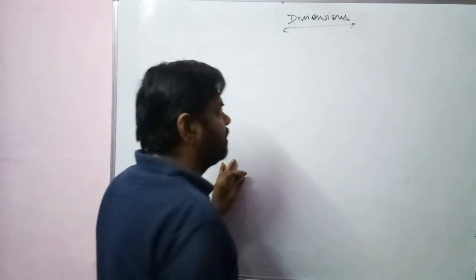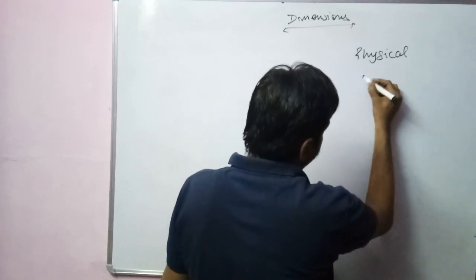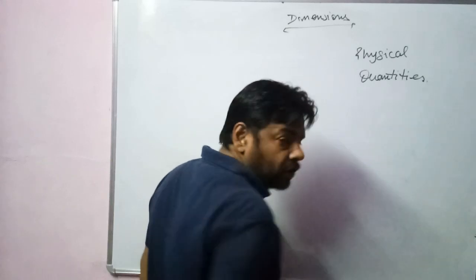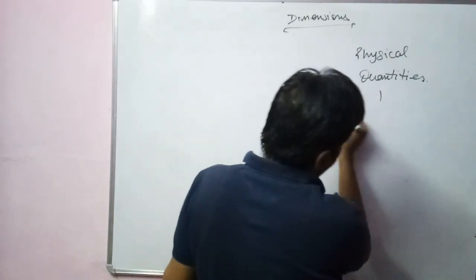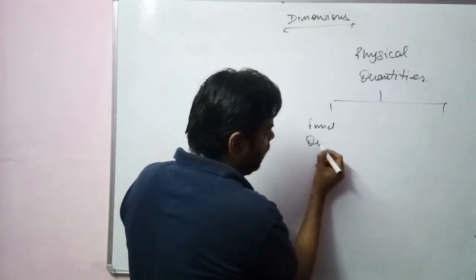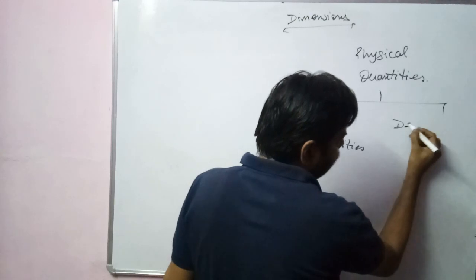Now, friends, what we have done, the physical quantity, it is clear to us. The physical quantities are divided into two: the fundamental quantities and the derived quantities.